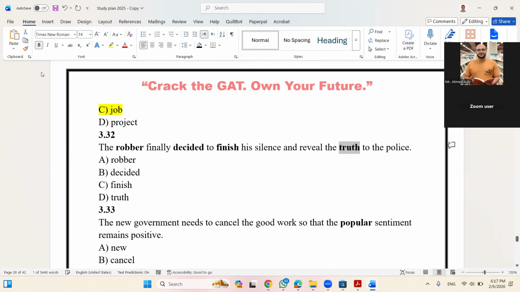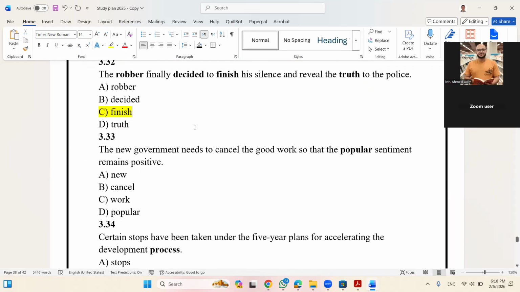To end his silence, and break. End his silence. Break his silence. It's about collocation. Unfortunately, the word finish does not collocate with silence. You break silence, end silence.